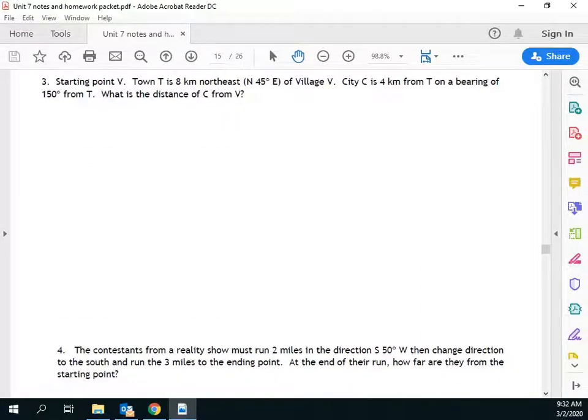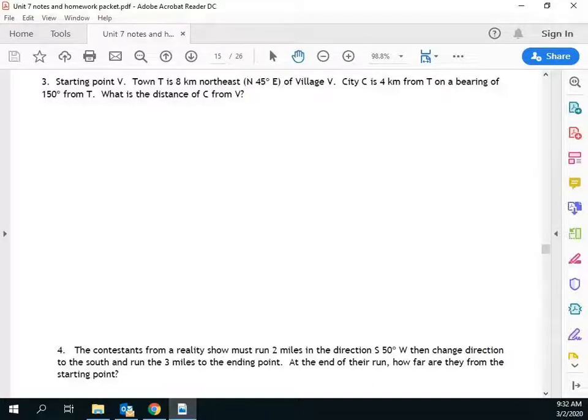And as you can see, it's all about examples. That's how you find these problems out. That's how we do word problems for the most part. It's all about examples. All right. Starting point V. Town T is 8 kilometers northeast, so north 45 degrees east of village V. City C is 4 kilometers from T on a bearing of 150 degrees from T. What is the distance from C to V?